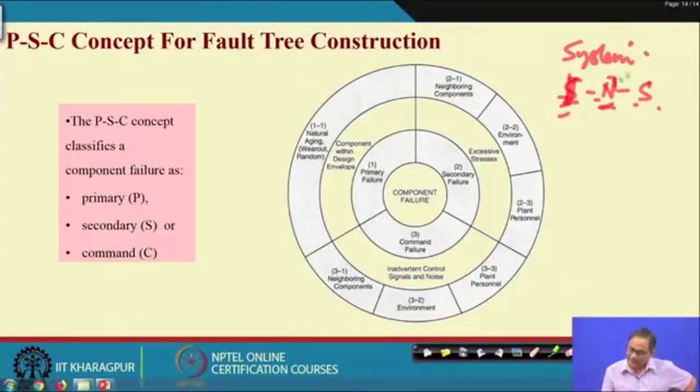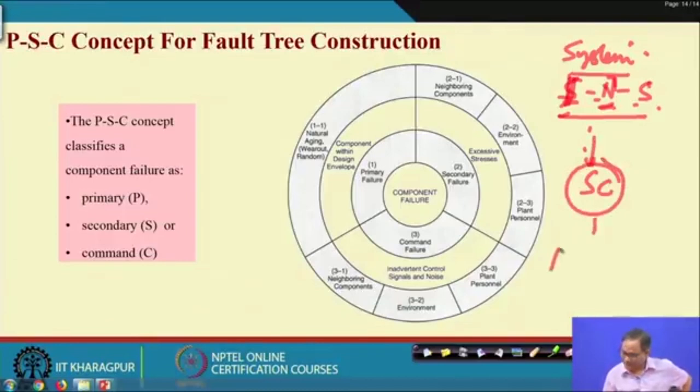Then, the first level breakup is over. You may find out the immediate causes related to a subsystem, then again use the INS concept, and in this manner you will come to the component level. When you come to the component level, that time you use the PSC concept to understand why that component fails. So, INS, and then ultimately the component, then at the component PSC.